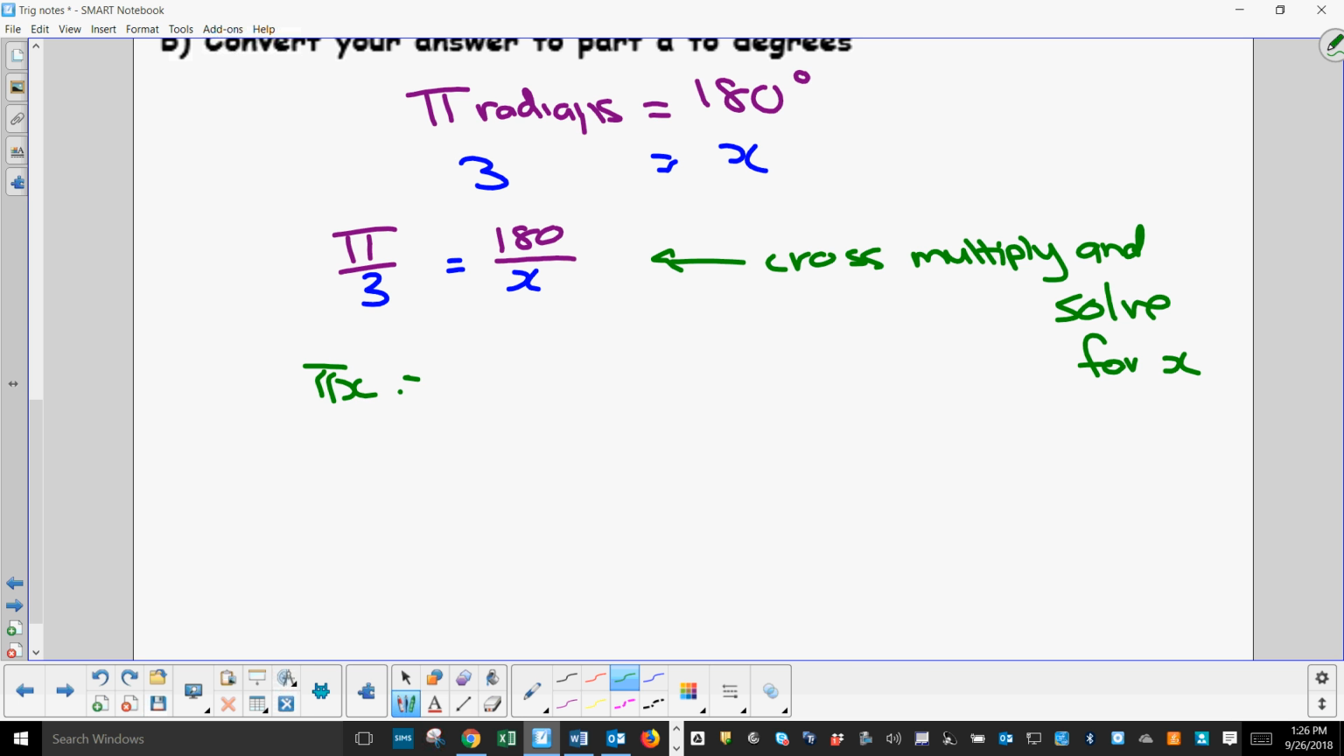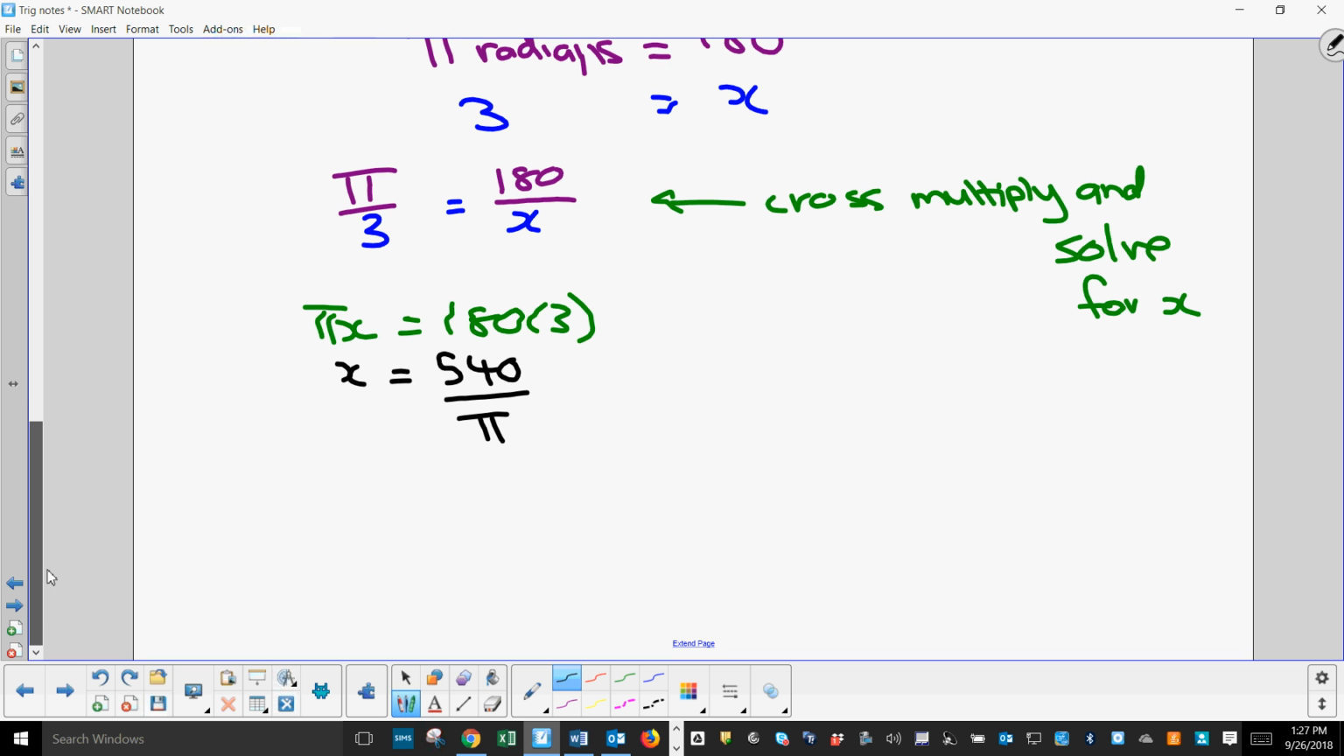180 times 3, let's show that working out so you can look back and see how you're getting these numbers. Is it 540? Yes, exactly. So x equals 540 divided by pi degrees. That's not a horrible way to leave your answer. If you really want, you could write 540 over pi degrees, or you could work it out on a calculator if you want to know it.